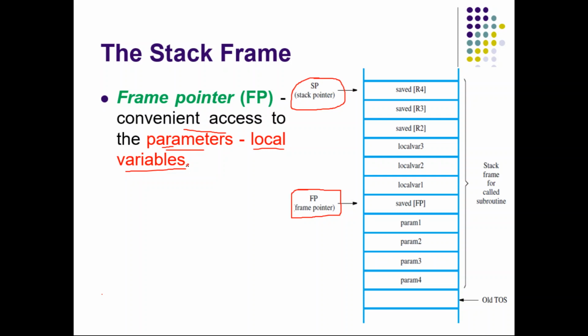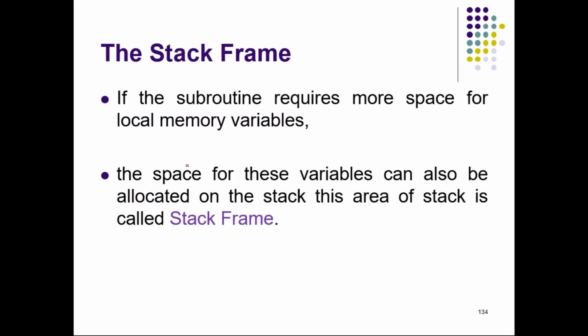And what is the role of the frame pointer? The frame pointer helps us to conveniently access the parameters and local variables that are getting pushed into the stack when there is a subroutine call. Apart from this, when there is a nested subroutine call, we need more space. More space is required in the stack for local variables and also for passing the parameters. For this purpose, we use a special area of the stack, and that area is called a stack frame.